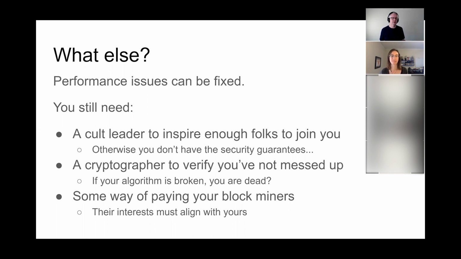And you also, well, this is actually what I think is the hardest part of the whole thing. You need some way of paying your block miners. If your block miners' interest in preserving the integrity of your blockchain isn't aligned with yours, then they are not going to do it. If they're not making money off of it, they're not going to do an expensive proof of work algorithm, which costs a lot of electricity to run. And so if you're building an application that doesn't include some form of payment with money, reputation points, something that gets people wanting to do the right thing, you don't have a good application for blockchain consensus, as far as I can tell.